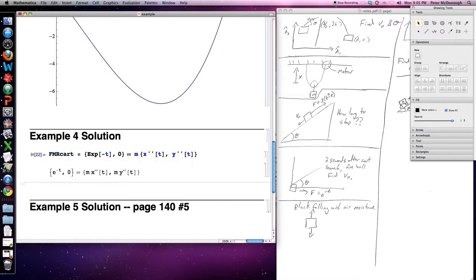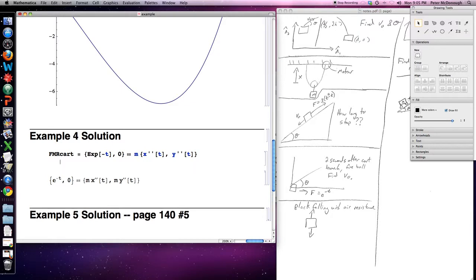So my force motion relationship for the cart looks like that, and my force motion relationship for the ball, or for my projectile, is very similar. So we'll say that the force in my x direction here is 0. In the y direction, it's minus mg, and this is equal to m x double dot of t, and m y double dot of t.